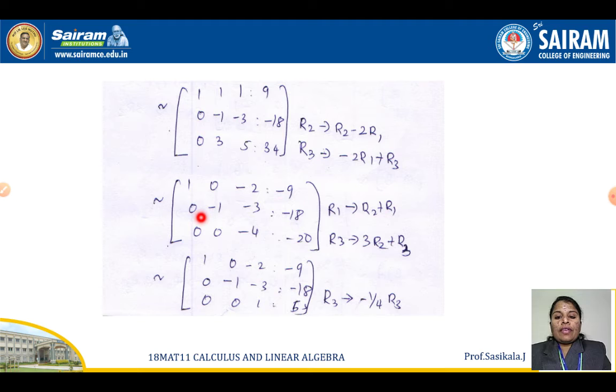Now you can see with your next step what I have to do. This 3 position I should convert to 0 using the second row. What I am going to do is multiply that with 3, and then you can convert it and get the answer. So meanwhile, I am going to convert the first row also to 0, because I am only using the second row.